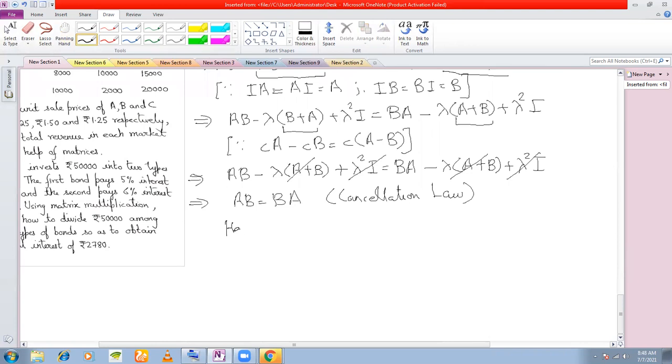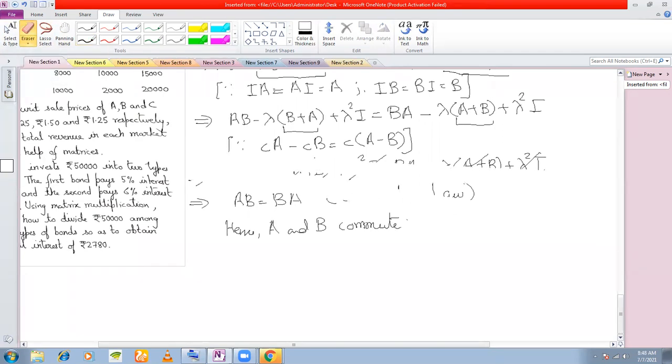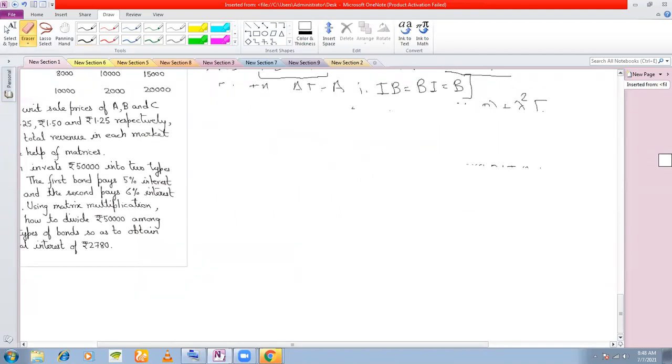Hence, A and B commute. Okay. No questions here? No. Moving on to the next problem.